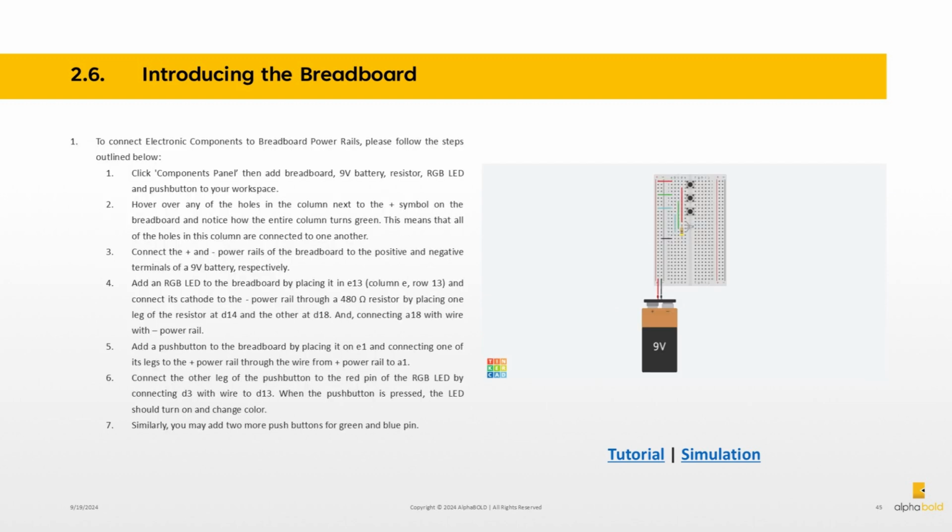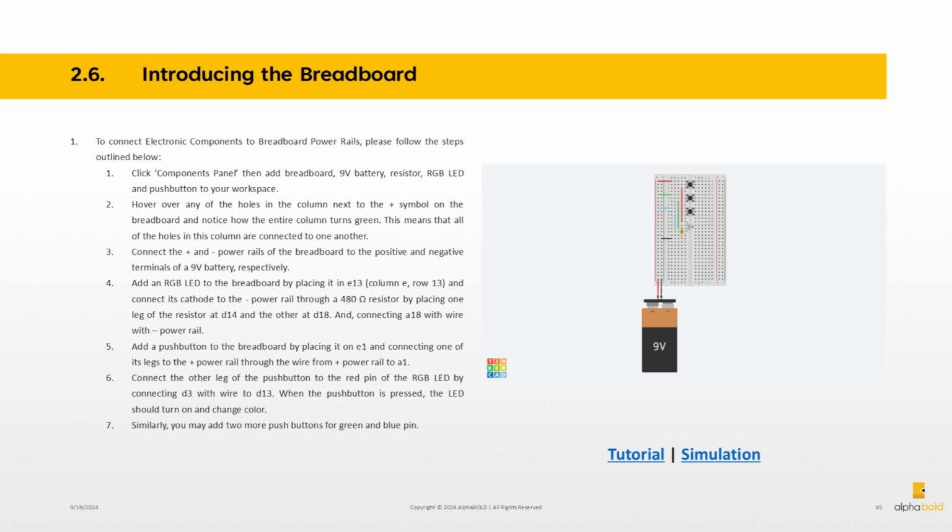To connect electronic components to breadboard power rails, please follow the steps outlined below. Click the Components panel, then add a breadboard, 9V battery, resistor, RGB LED, and push button to your workspace. Hover over any of the holes in the column next to the plus symbol on the breadboard and notice how the entire column turns green. This means that all of the holes in this column are connected to one another. Connect the plus and minus power rails of the breadboard to the positive and negative terminals of a 9V battery, respectively.